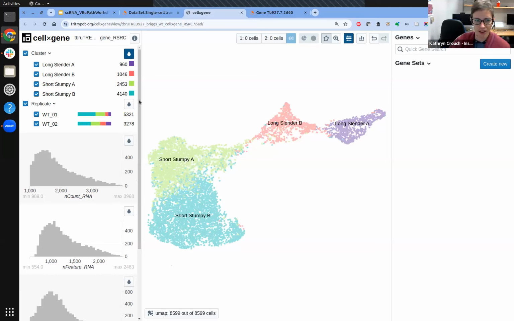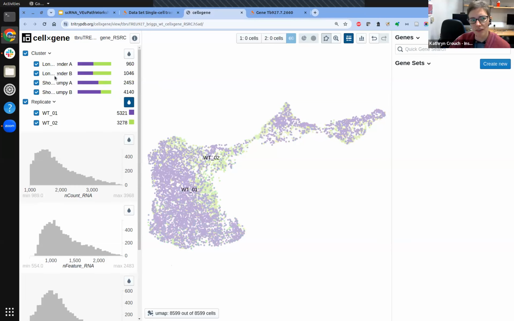Just to go back, while I've got both of these open, if I go back and colour by the replicate again, you can see that if I have the cluster part of this open, it's put these little bars in. And these are showing me the proportion of cells in each group. So the top one is the proportion of cells in the long slender group that are in replicate 1, and the proportion that are in replicate 2.